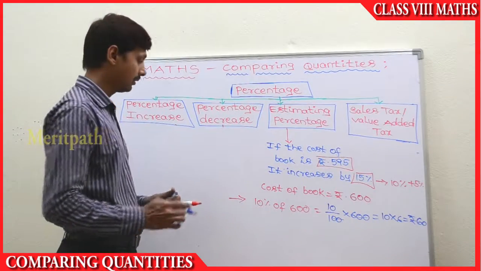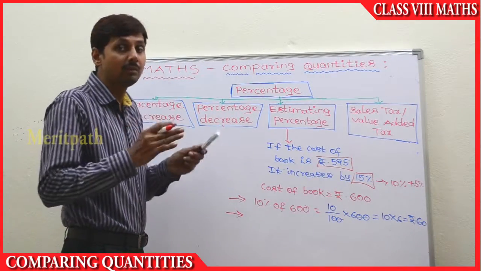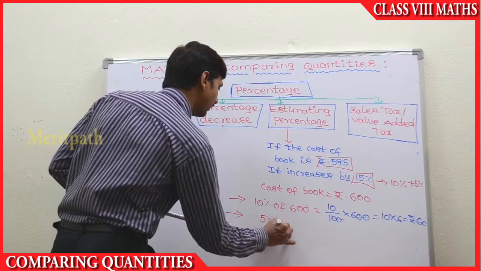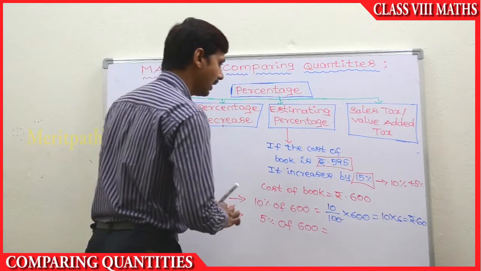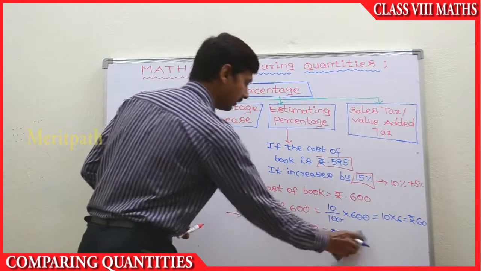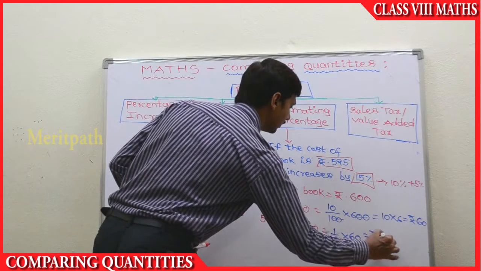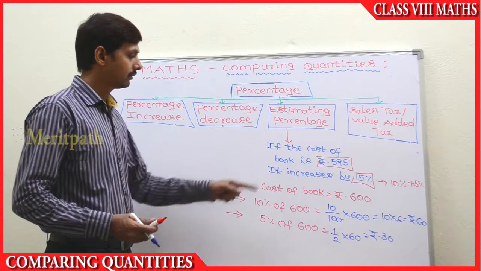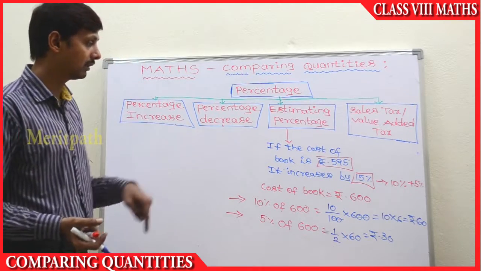This is only 10%. So we need to calculate the next percentage, because we have divided this 15% into two parts, that is 10 and 5. So 5% of 600: if this 10% is 60 rupees, then 5% will be 30 rupees, because it is half of 60. So 5% is half of the 10% only, so that's the reason we got 30 rupees here.